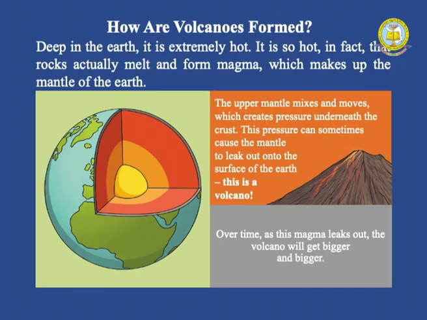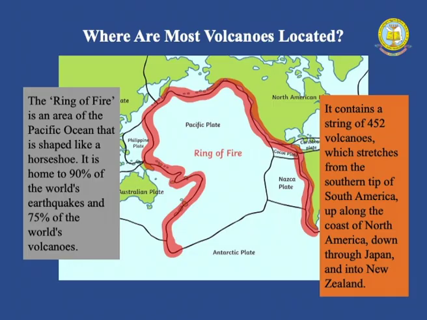Now, where are these volcanoes located? As I talked about earthquakes, earthquakes are located mostly along the boundaries of the tectonic plates. Similarly, volcanoes are concentrated around the region we call the Ring of Fire. This entire region starts from the tip of South America to the coast of North America, crosses Japan, and finally ends with New Zealand. This entire belt is a zone where we can find frequent volcanoes. It is called the Ring of Fire, in the Pacific Ocean region. It is shaped like a horseshoe, and it is home to 90% of the world's earthquakes.